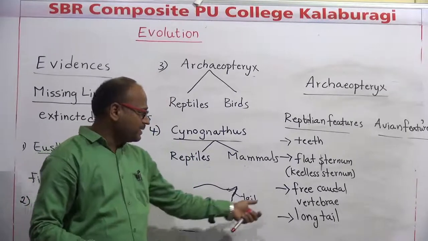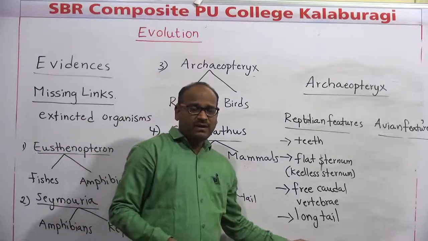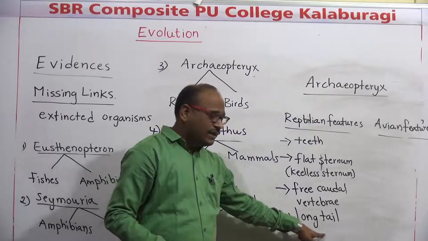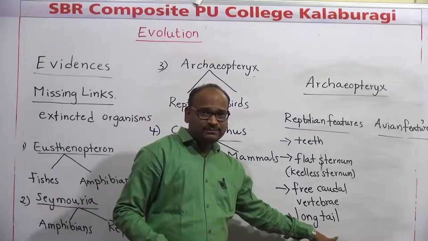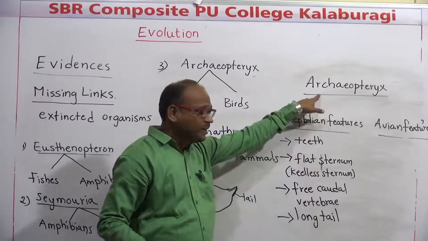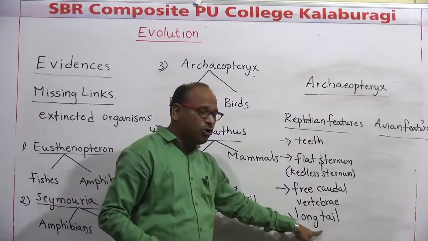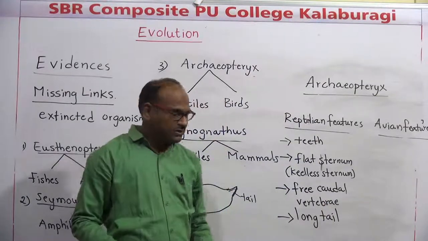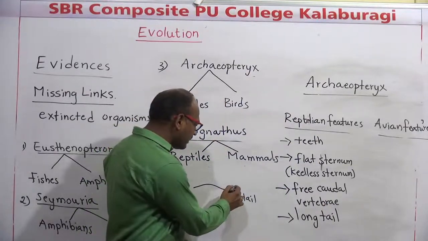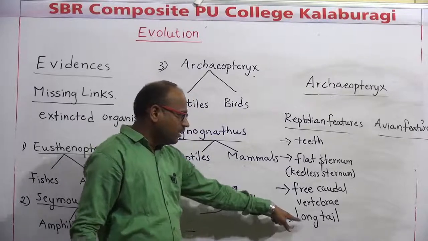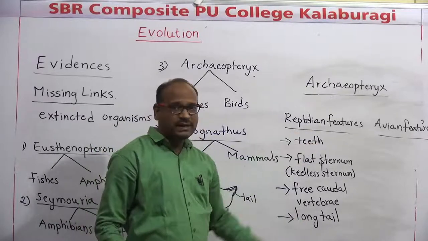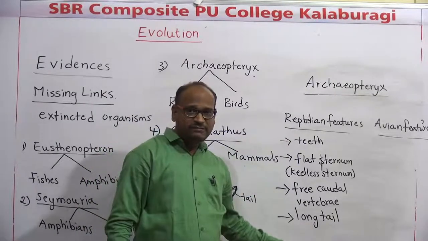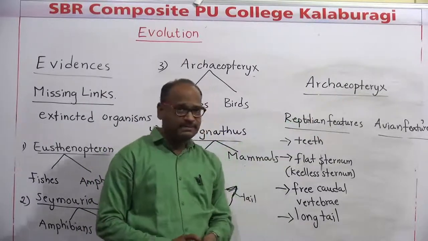If we take reptiles, especially the lizards, we can observe the long tail. So this Archaeopteryx had a long tail like reptiles. Present-day birds have a very short tail. So long tail is a feature of which one? Reptiles. So these are the reptilian features in the Archaeopteryx.